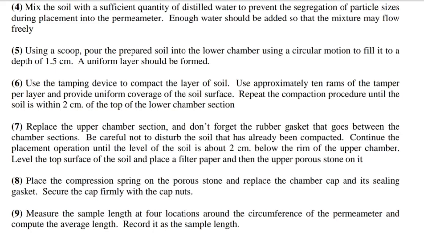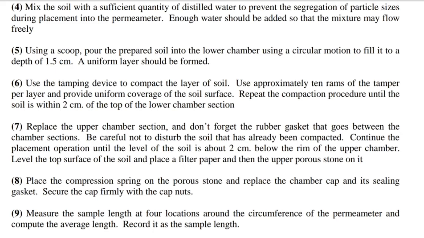Continue the placement operation until the level of the soil is about 2 cm below the rim of the upper chamber. Level the top surface of the soil and place a filter paper and then the upper porous stone on it. 8. Place the compression spring on the porous stone and replace the chamber cap and its sealing gasket. Secure the cap firmly with the cap nuts.